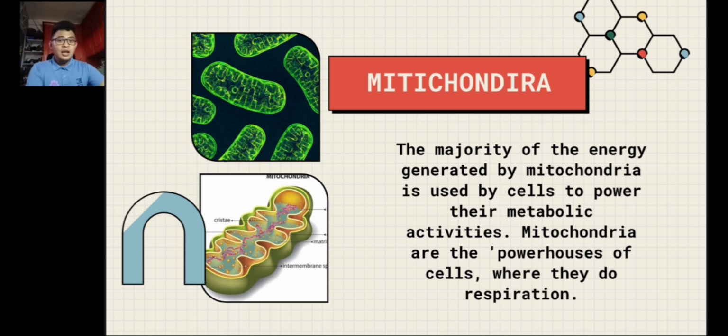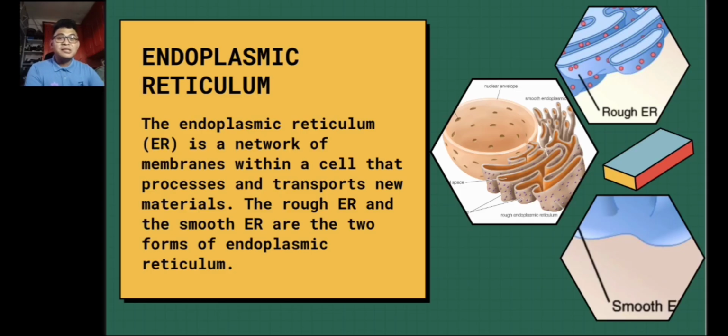And the next part of the cell is the endoplasmic reticulum. The endoplasmic reticulum, or the ER, processes molecules within the cell and helps transport them to their final destination. In particular, the endoplasmic reticulum is the network of membranes within a cell that processes and transports new materials.